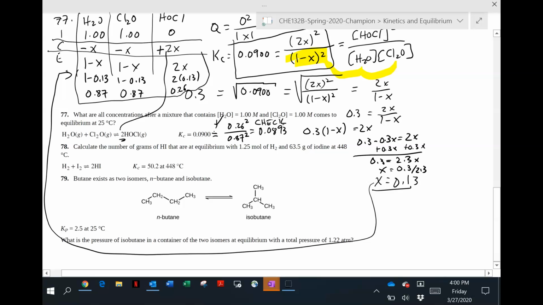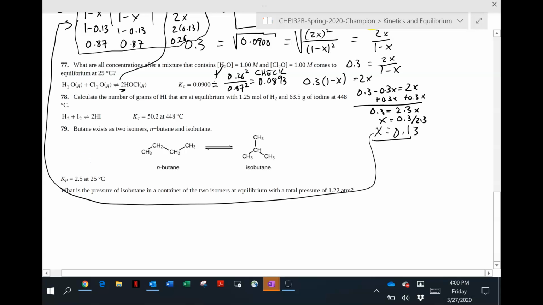If that didn't make sense, feel free to rewind this video and walk through that one again. Hopefully that will help. But that's an example of an equilibrium problem where you work through all this, you get yourself what looks like a quadratic, but actually it simplifies into something nicer.